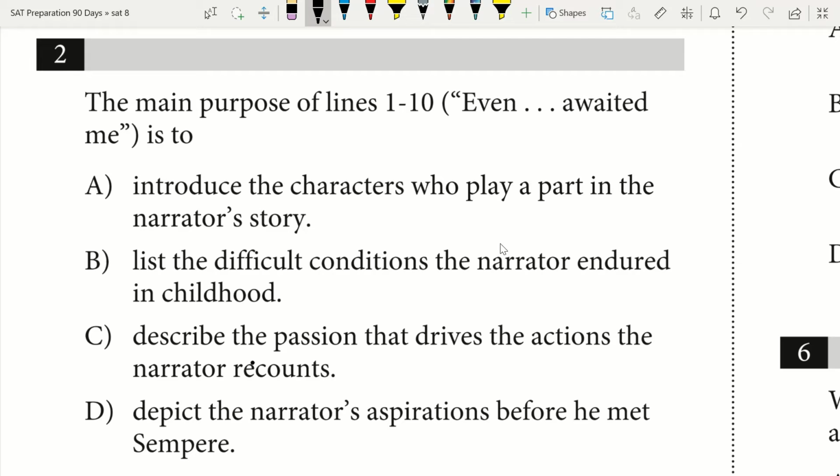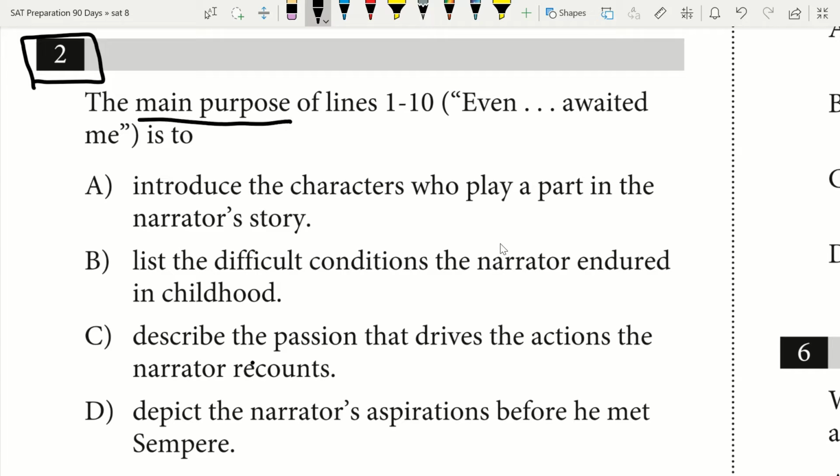Today I have an SAT reading tip for you that deals with questions about purpose. To illustrate this tip, I'm going to use question 2 and question 9 from SAT practice test 8. I'm not going to read the whole passage because I want to keep these tip videos a little bit shorter. I'm going to take a look at question 2 and question 9, and then use them to illustrate this tip.